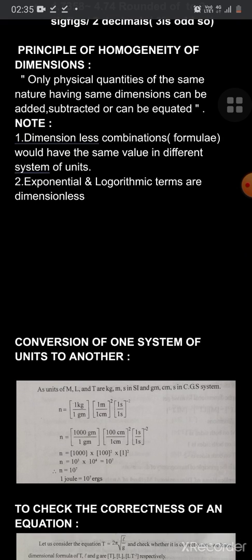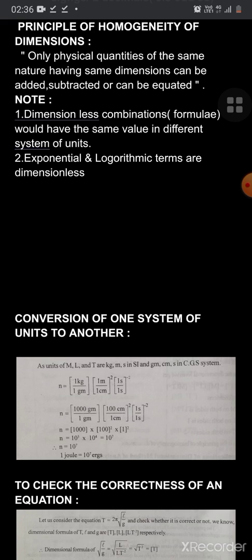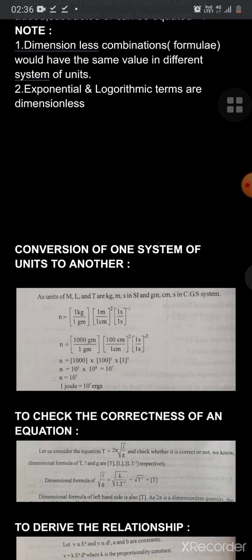Next, dimensionless combinations. For example, formulas would have the same value in different systems of units, because it is a dimensionless quantity. In any system of units, it has the same value. Next, exponential and logarithmic terms are dimensionless. If a dimensional formula or an expression contains exponential and logarithmic terms, then those terms are dimensionless.